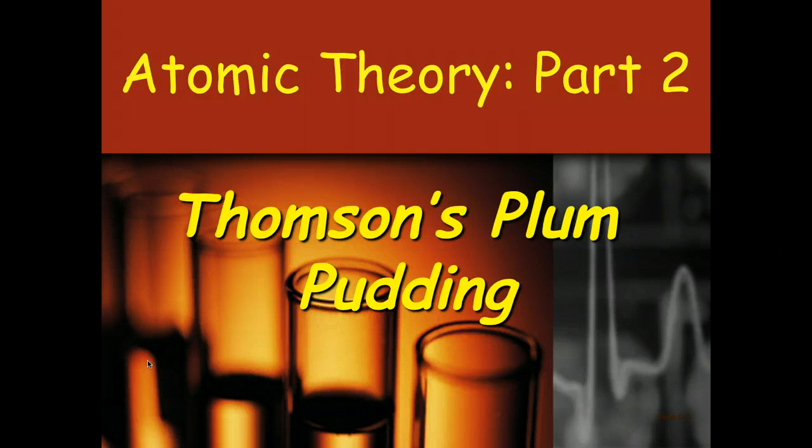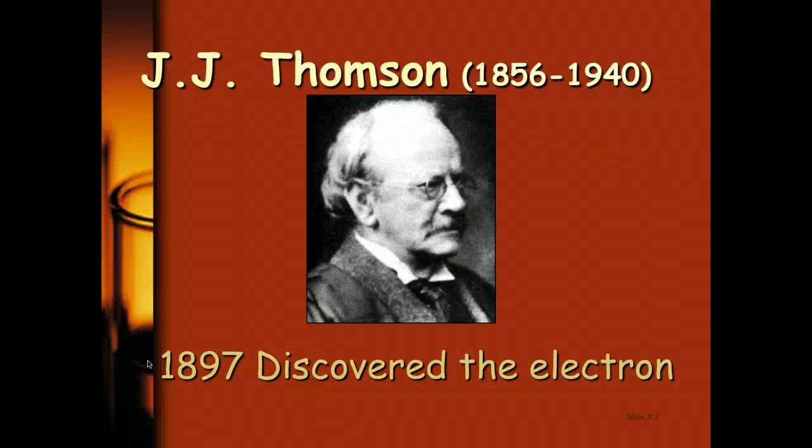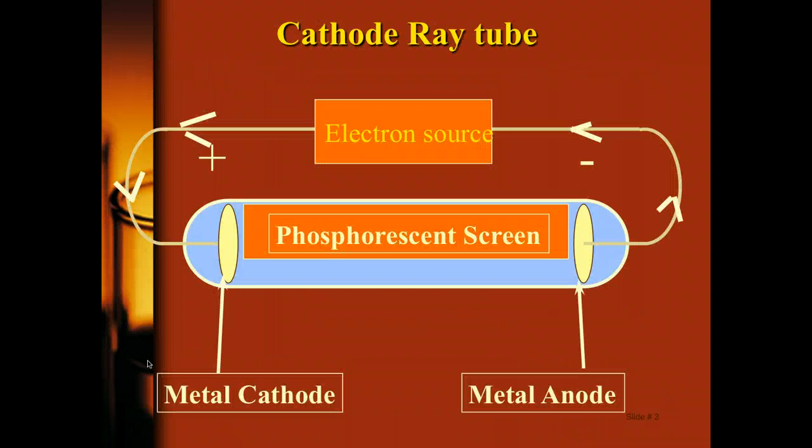We're going to talk about Thomson's Plum Pudding, Atomic Theory, Part 2. All right, J.J. Thomson was credited with discovering the electron in 1897. He did this through experiments with what is known as a cathode ray tube, also called a Crookes tube.